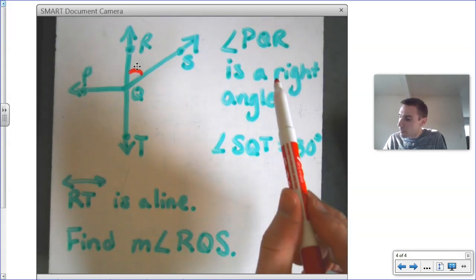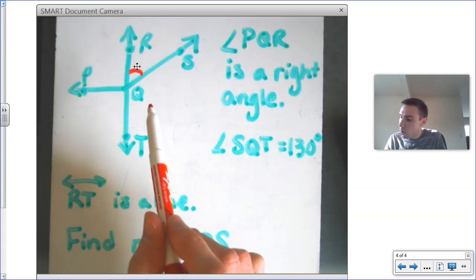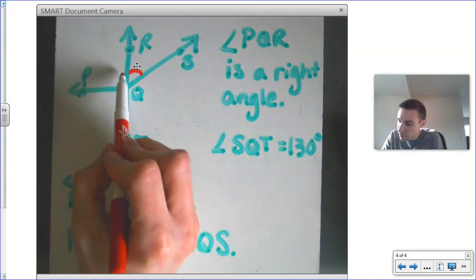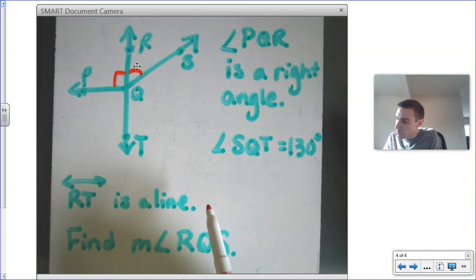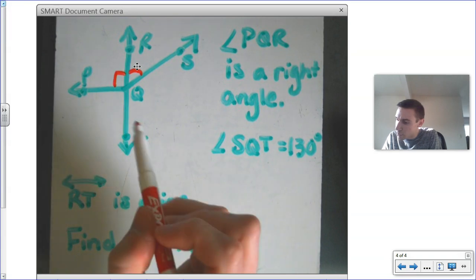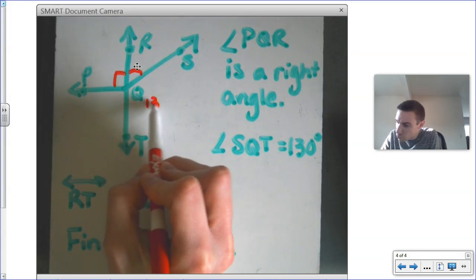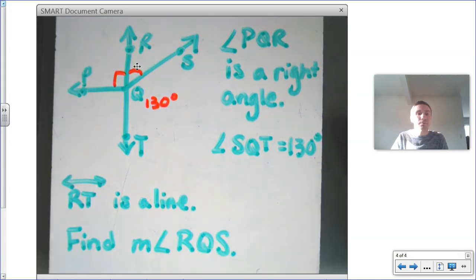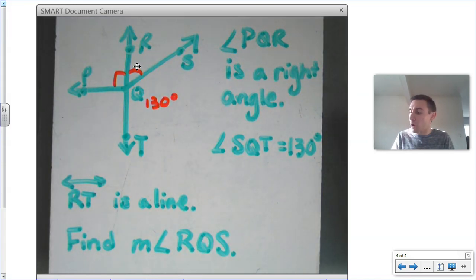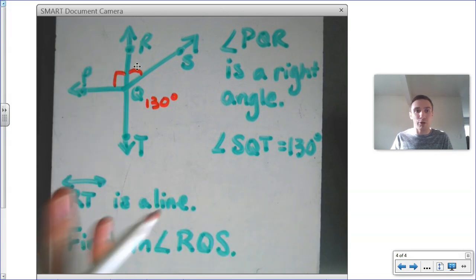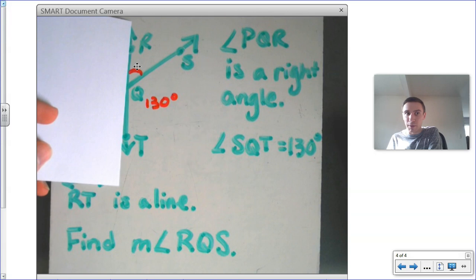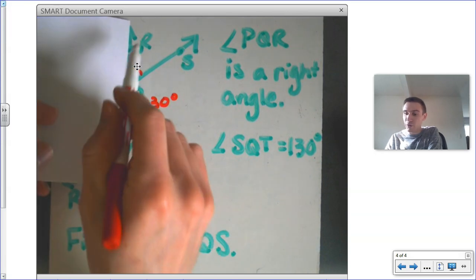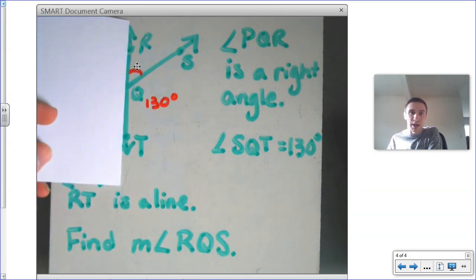Now, angle PQR is a right angle, okay? And angle SQT is 130 degrees, okay? 130 degrees. Now, there's two ways of solving this problem. I could solve this problem by using angles on a line, can't I? Taking my handy-dandy index card, I know that that's a line right there. And I could easily solve by subtracting from 180.